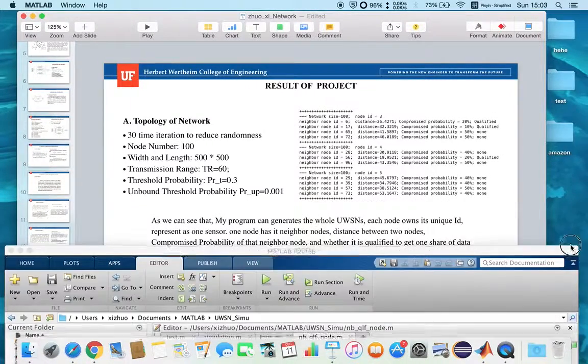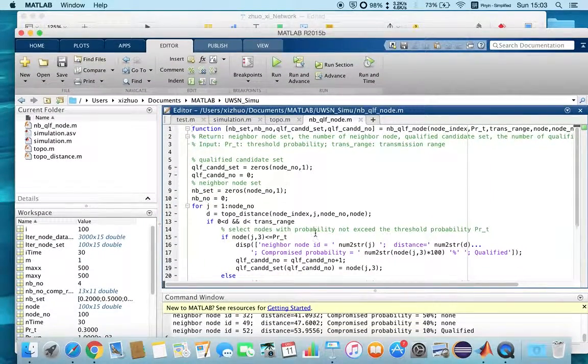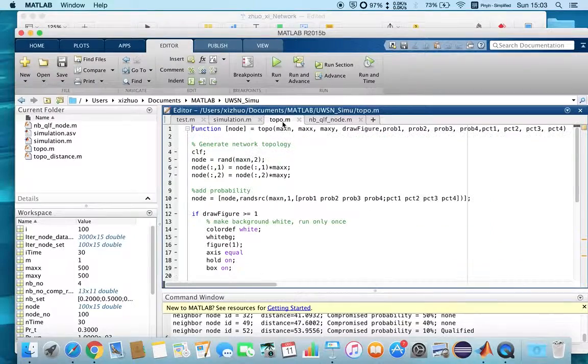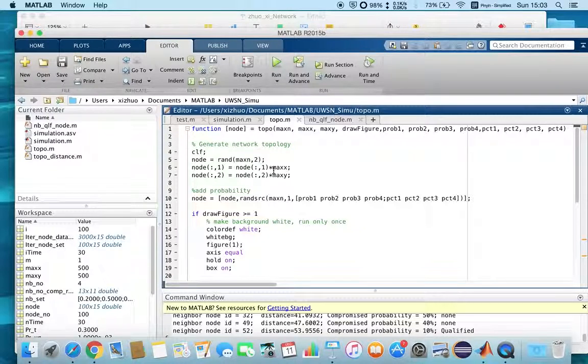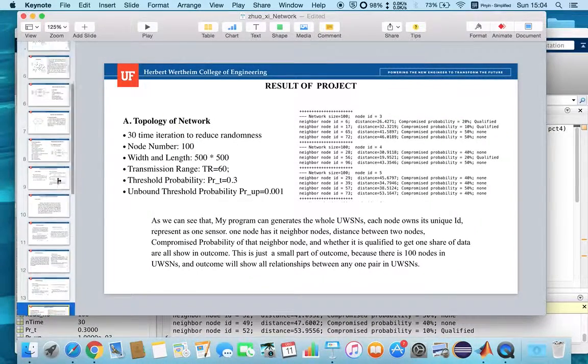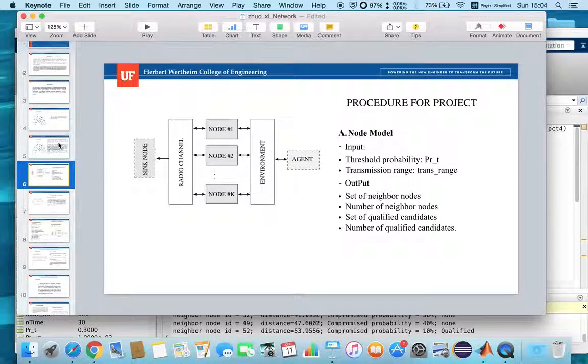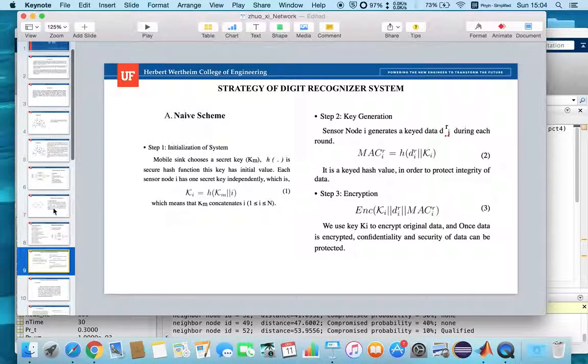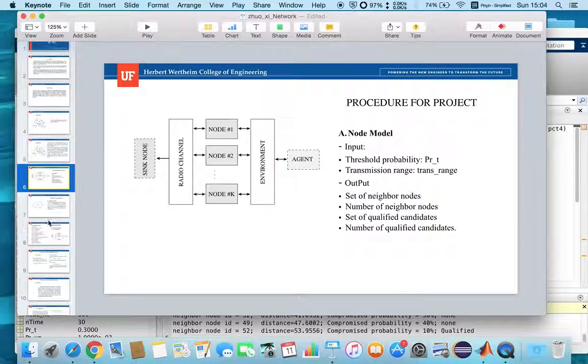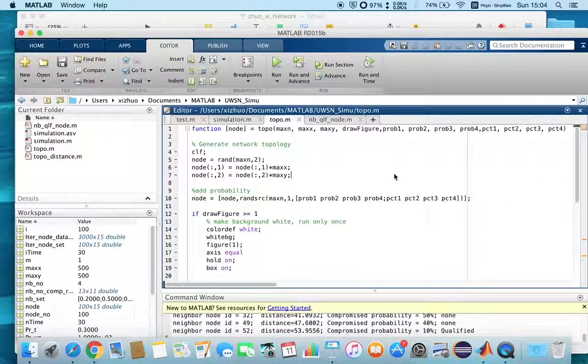And let's see the code. It is already shown: it is the node code and the topology code. In this code, we can build the topology of the network. We can define how many nodes there are in the network and the range of the network. So we can define everything in this code.